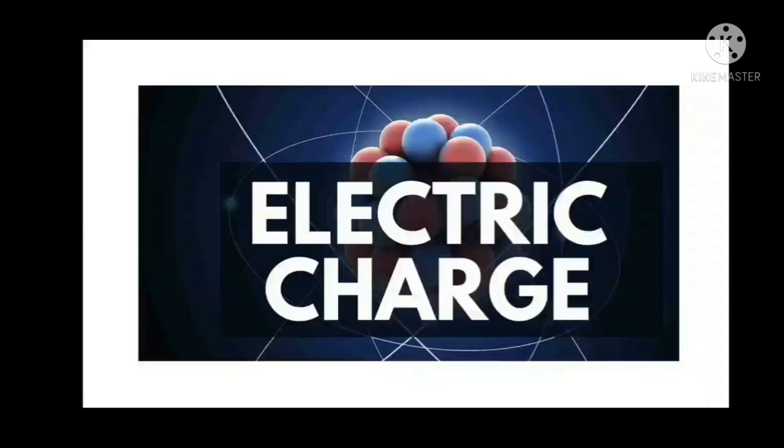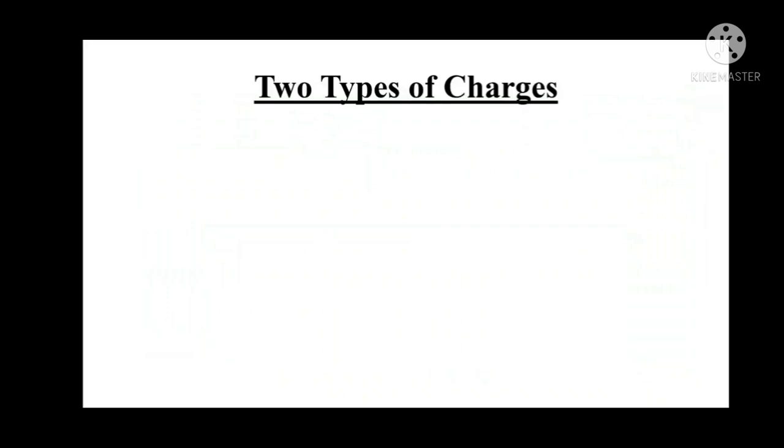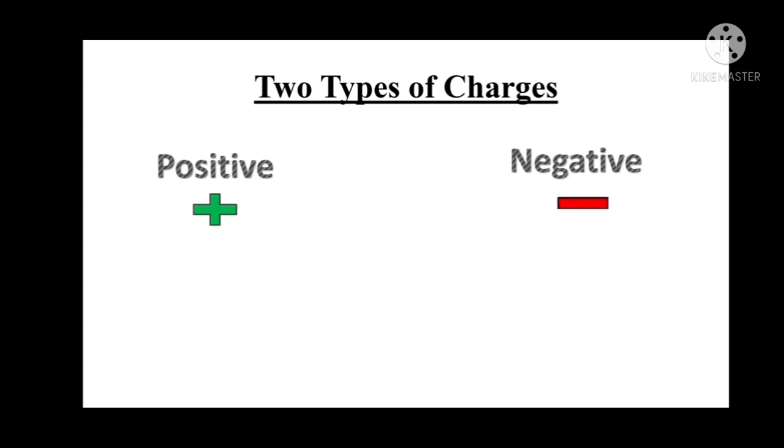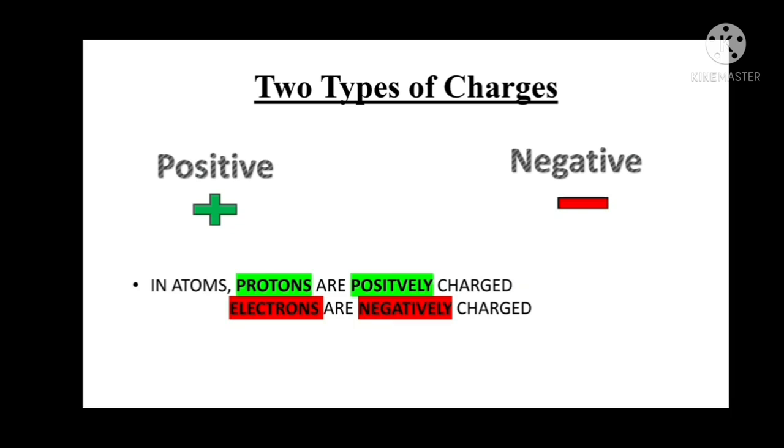The next topic is electric charges. Two types of charges are there. One is positive and another one is negative charge. So positive, its symbol is plus, negative, its symbol is minus. In atoms, protons are positively charged, electrons are negatively charged, and neutrons have no charge.